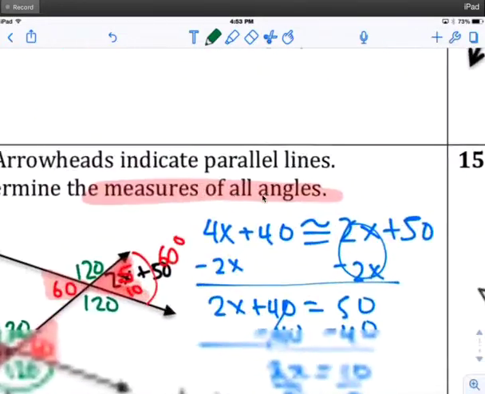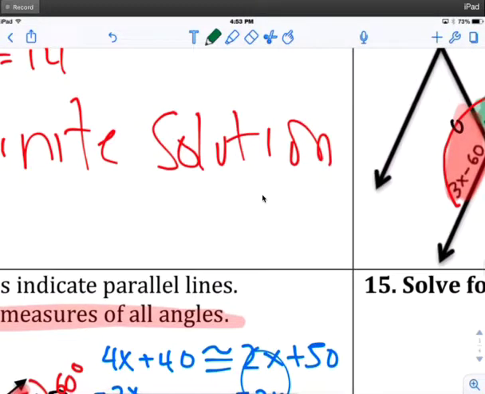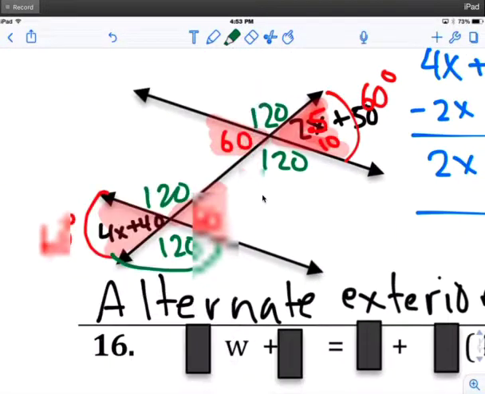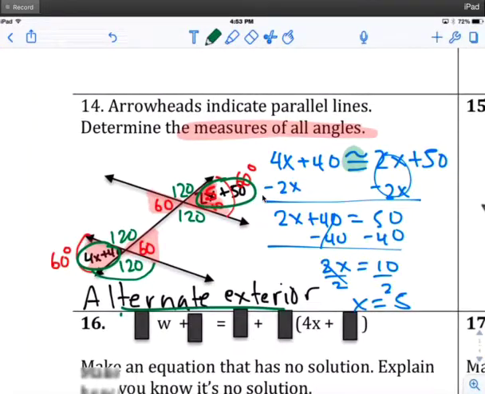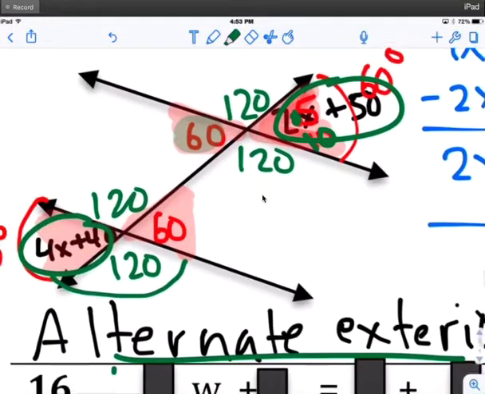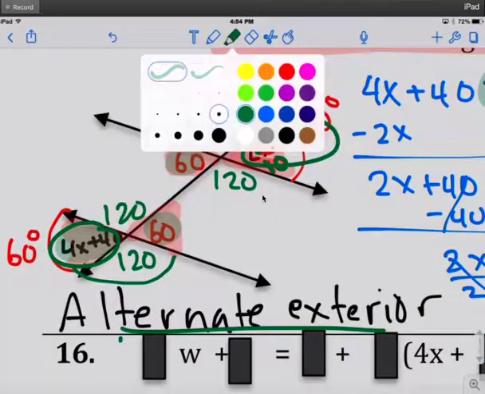Okay, now this problem, you set it equal to each other. I know most classes weren't done, but some few class I did finish. So you set it up congruent to each other because these two that they gave you right here, this one and this one, are alternate exterior. They are congruent. And you solve it and you get 5. And then you put it back in. 2 times 5 is 10. 10 plus 50 is 60. So you put 60 here, 60 there, 60 there also. And then the other one has to be 120 because it has to add up to 180. Okay?